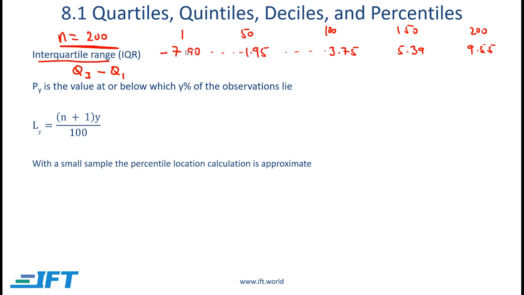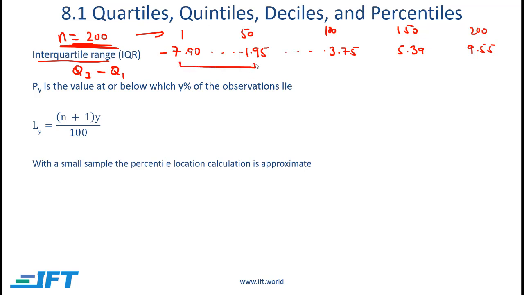Let's say that we have sorted this data in ascending order from lowest to highest. Over here, 50, 100, 150, 200 represent the location. So this is the first data point, this is the 50th data point, and so on, after we have sorted the data. The reason I have 50 over here is that this represents 25% of the data. 25% of 200 is 50. This represents 50% of the data. So basically, this is the first quartile.